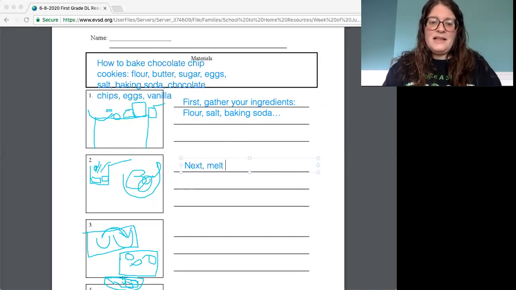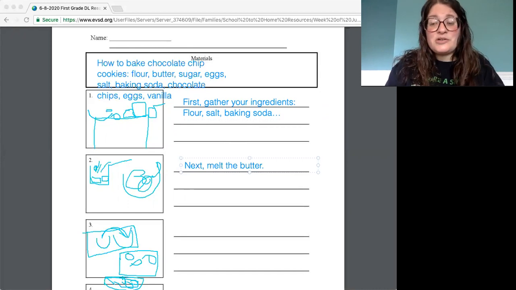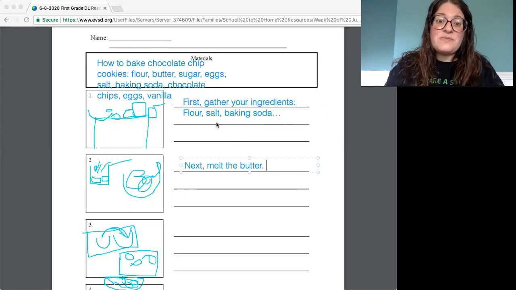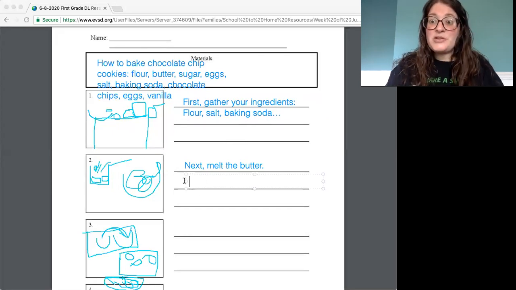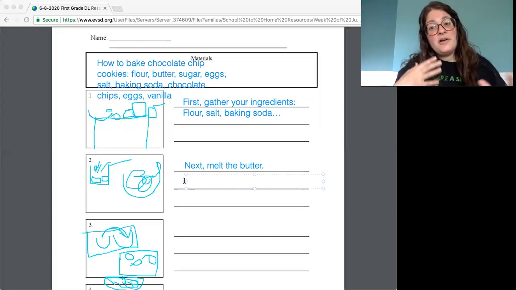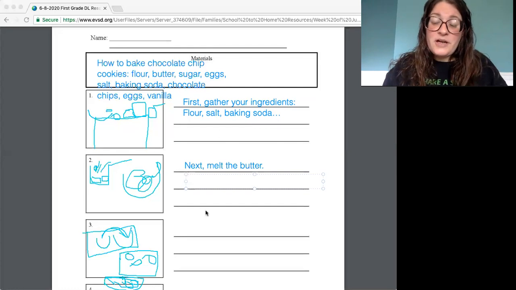Next, melt the butter. See, these sentences are really simple because you're giving people instructions. And I was just thinking, because writers are always trying to change and make things better, you could include up here the measurements. So I need 2 sticks of butter, I need 3 cups of flour, that sort of thing. So if I were going to go back and make this better, I would include the measurements for each material.